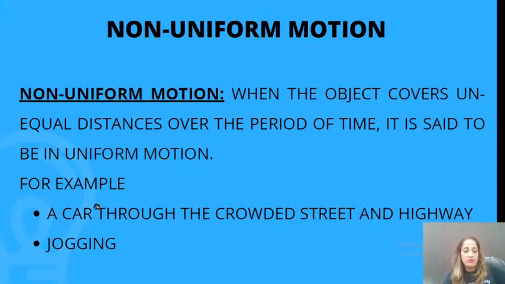For example, let's say you are sitting in a car going on a highway from, say, Chandigarh to Delhi. Some areas have no obstacles and you are just moving. But some areas are crowded, and there your speed gets slowed down. So this kind of motion is called non-uniform. Sarita, when you cover equal distance over equal intervals of time, that is called uniform motion. And when you cover different distance over a period of time, let's say you're running.